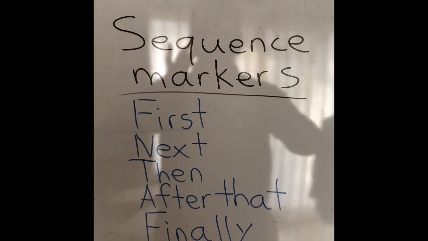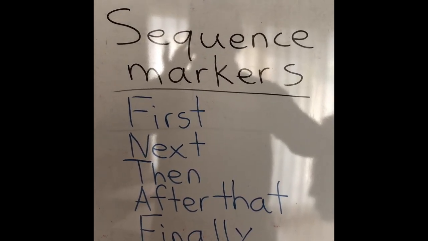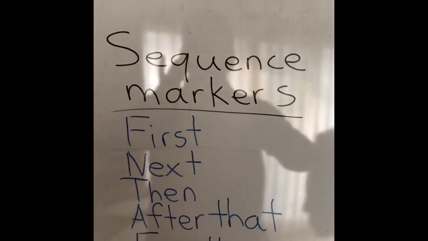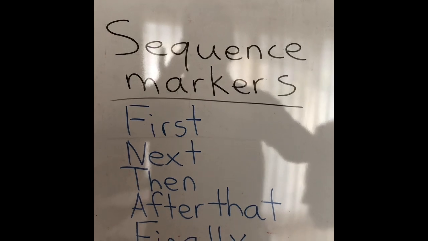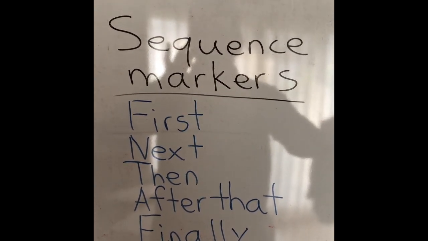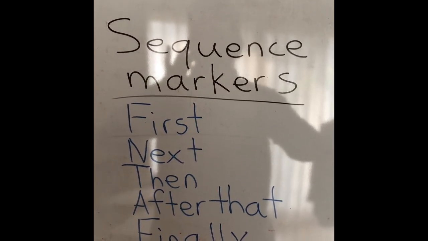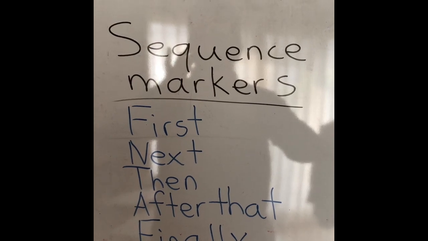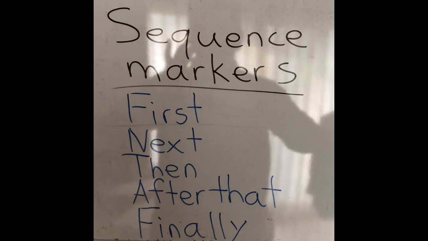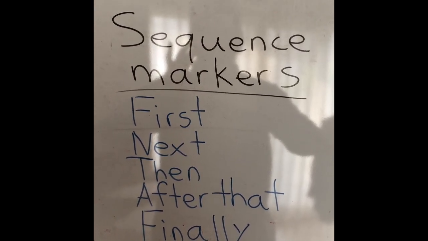But here are sequence markers. They are 5 words that we can use to explain a process. So we start with first and follow with next, then, after that, and finally. Some of you may be thinking, I think I can switch some of that. Like I can go first, then, next, after that, and finally. And the answer is yes, you can. Next, and then, and even after that, you can switch them around.